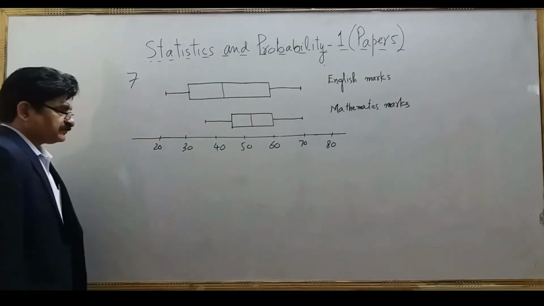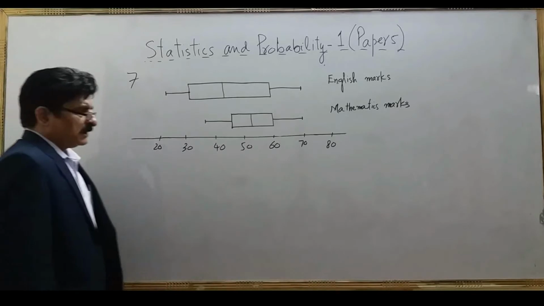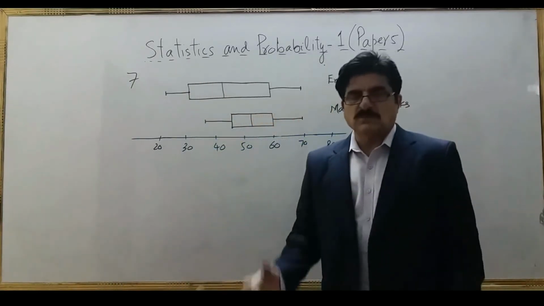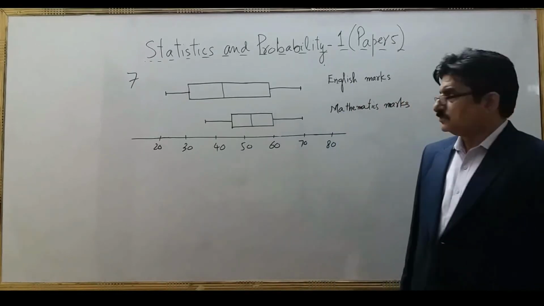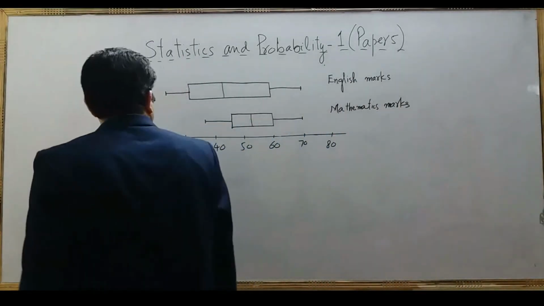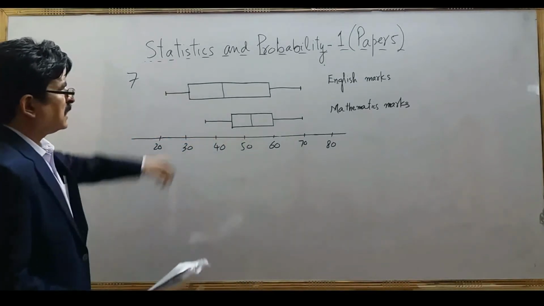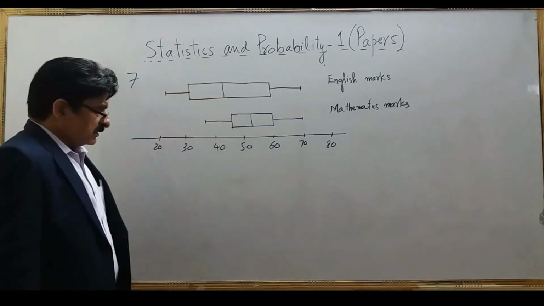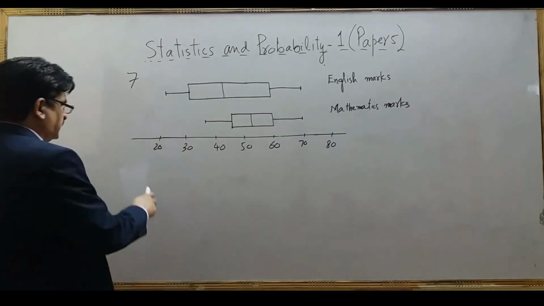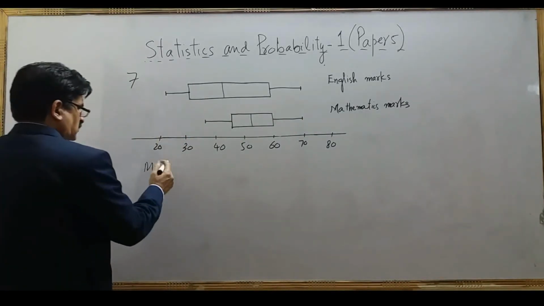Okay, our next example, example 7. Here we will learn how we can compare two box and whisker plots drawn on the same graph. Now see that to compare them, the first way is to find their medians.